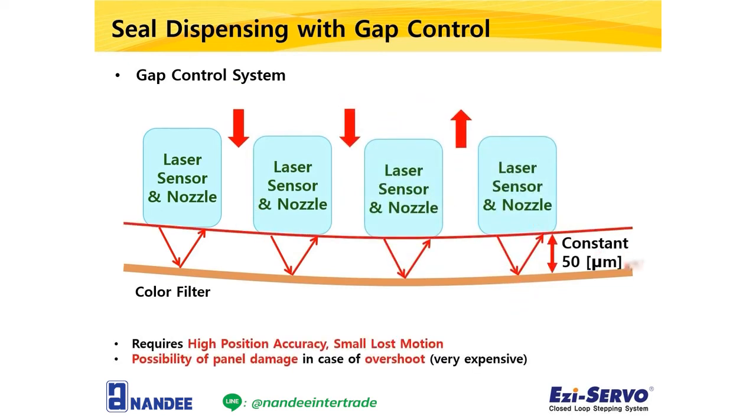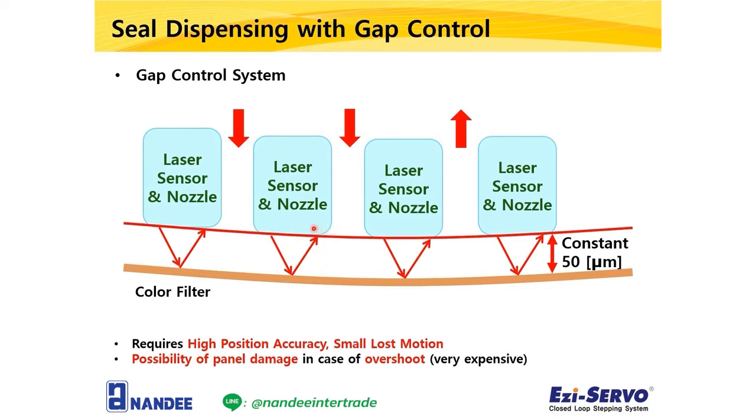The gap is 50 microns. For example, if the distance between the nozzle and the filter is 100 microns apart, you have to move 50 microns at a time. If this spacing is not constant, such as 50 microns, if the distance is far apart, the glue will be less applied, or it will be more applied if applied closer.